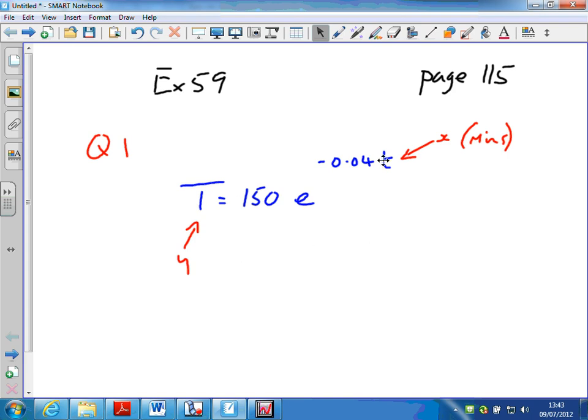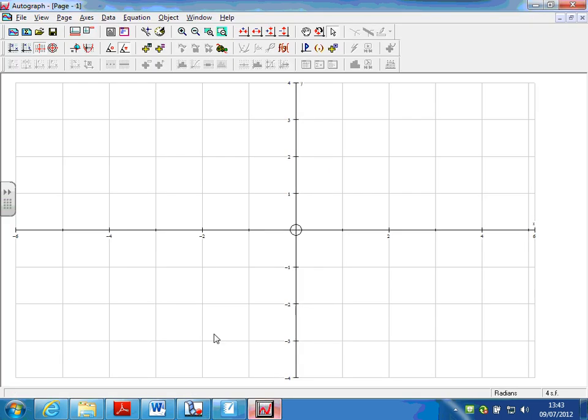Note that the two variables I have, little t for time and big T for temperature, I can't put those into Autograph, so I need to assign x to one and y to the other. Well, time is usually the independent variable which goes on the x-axis, so t equals x, big T equals y. So I put this into Autograph.